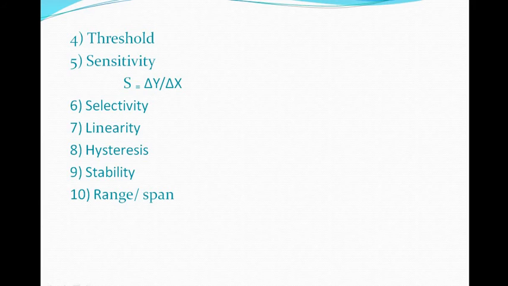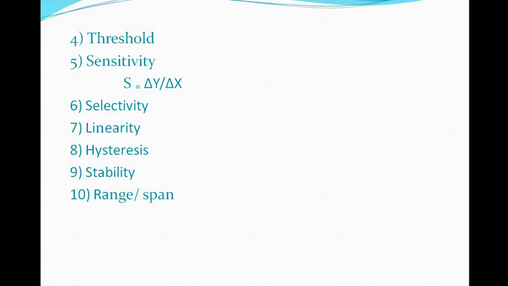Sensitivity is the ratio of incremental output to incremental input. Selectivity is a measurement of the performance of an instrument, that is, how an instrument responds to only a certain range of signals and rejects the others. Then comes linearity. It is basically the linear relationship between the output and input. Then hysteresis. It is the difference in output y for a given input x when the input value reaches y in upscale as well as downward direction.